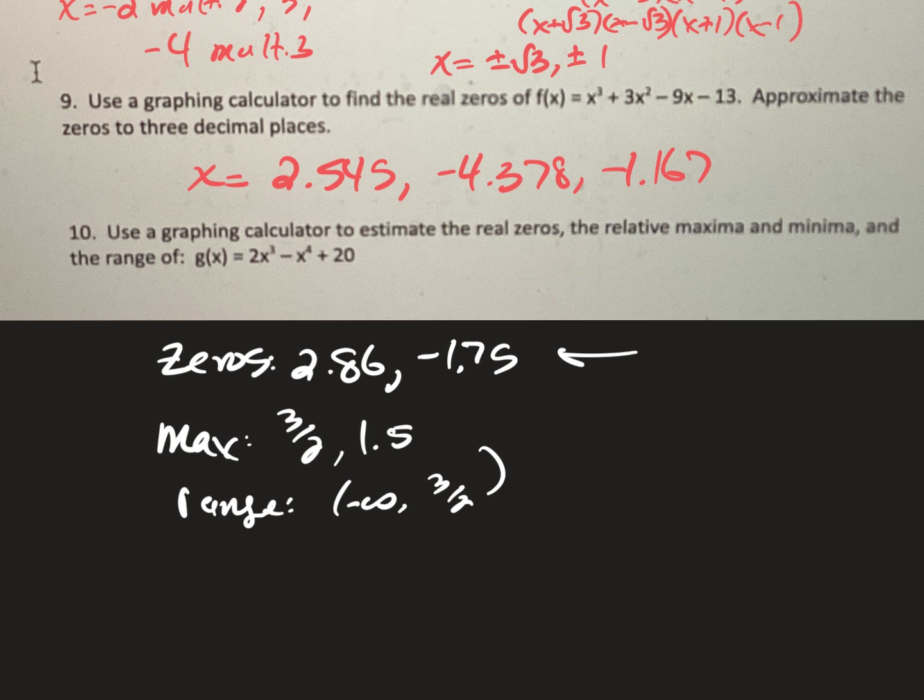And then the range, because that's the absolute max, it's not just a relative max, it's the top of the graph. And I know that because it's x to the 4th, which means both ends are going down. So the range is from negative infinity until 3 halves. Or really, I probably should put 1.5 there also.